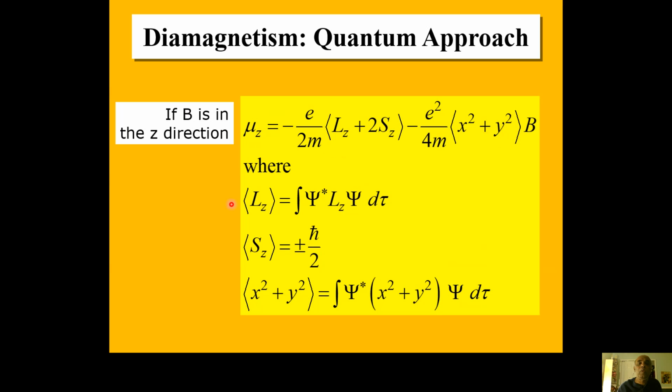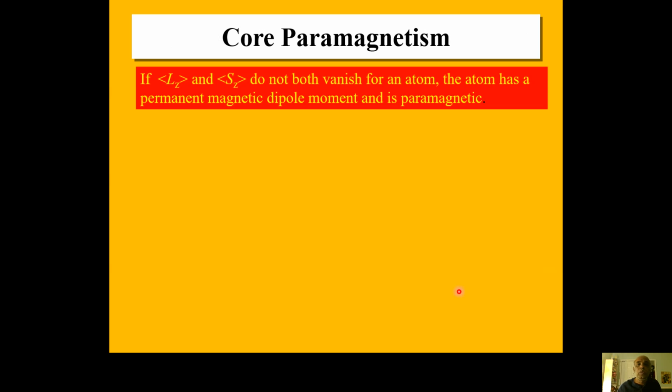Then if you want, you can calculate these expectation values. For Lz, as your wave function, Lz is 1. We know Sz is always plus or minus half h cross. Then somebody can calculate this function also by calculating this expectation value like that. These are simple things to do. So that's basically what we were talking about, diamagnetism, right?